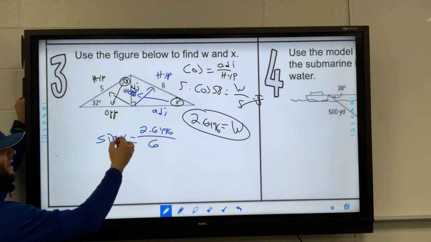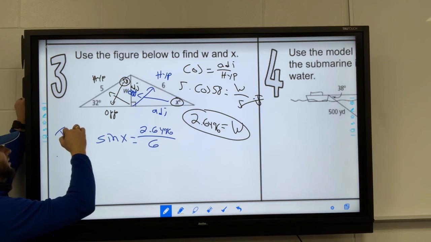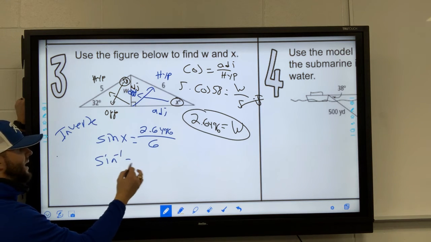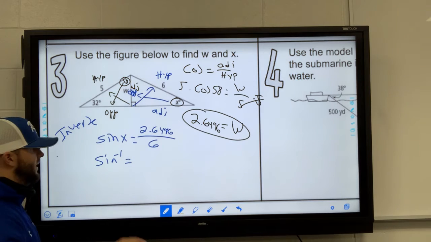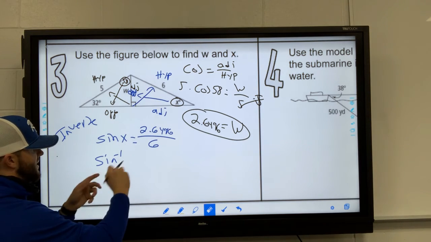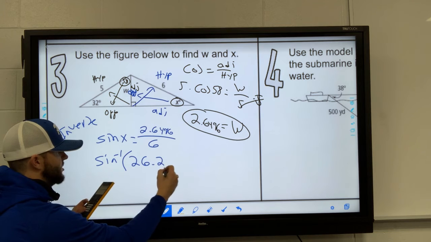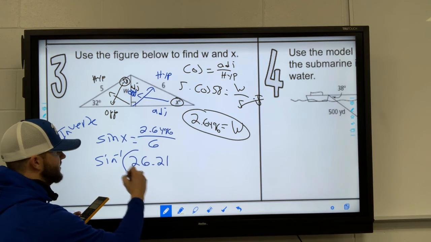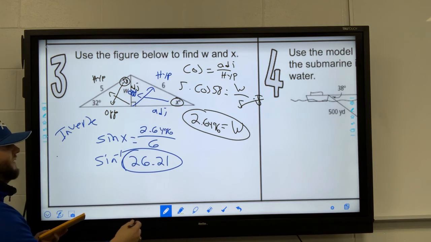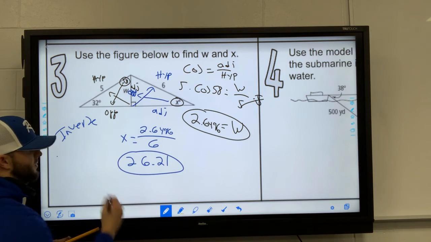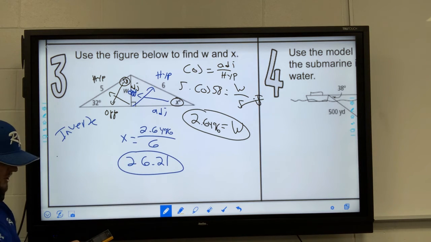over the hypotenuse, which is 6. So again, if I'm trying to find the angle, I need to use the inverse. So I'm going to use the inverse of sine, and I'm going to type in this angle, which is going to end up giving me, so let me type it in. That should give you 26.21, roughly. So ladies and gentlemen, this would end up giving your value. Sorry, I didn't mean to do that. But when I type that in, it should give you 26.21. Okay, so there's your angle measurement.